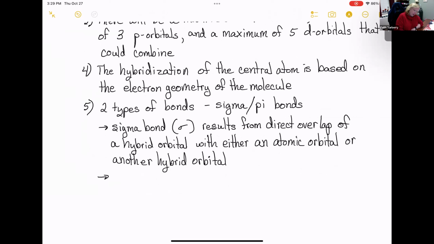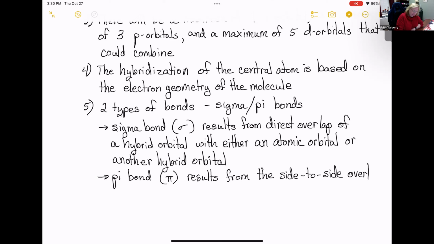The second type of bond is the pi bond, which is represented with the lowercase pi. And it results from the side-to-side overlap of unhybridized p orbitals.